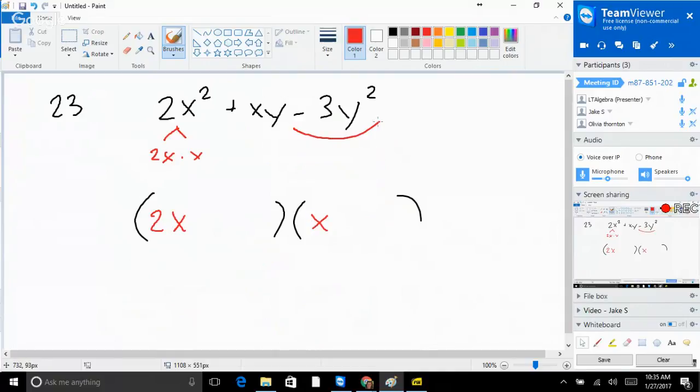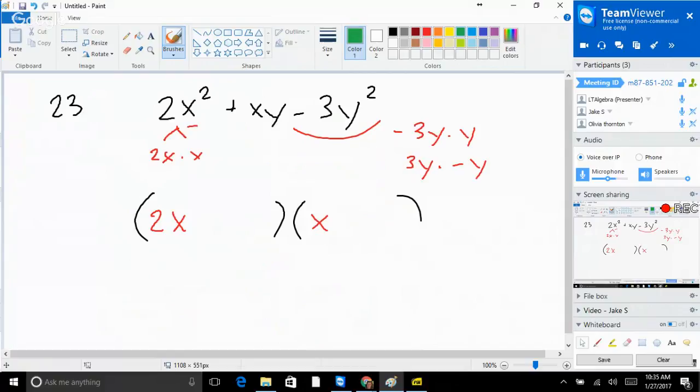Then we got to look at our last term. Our last term is negative 3y squared. So don't be intimidated by the fact that there's an x squared and a y squared, because we know to make y squared, we just do y times y, right? So what are the ways I can make negative 3y squared? Negative 3y times positive y, or positive 3y times negative y. Those are the two ways that I can make negative 3y squared.